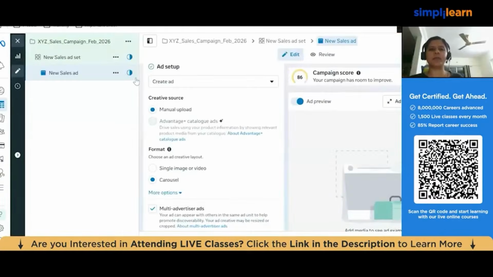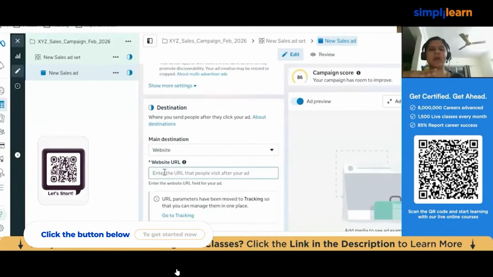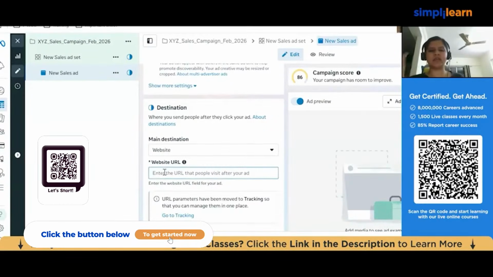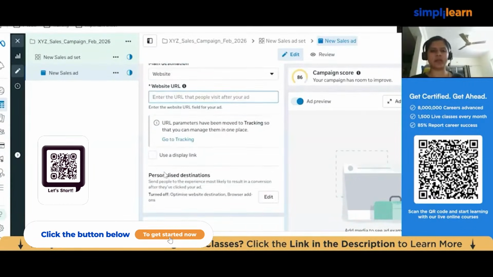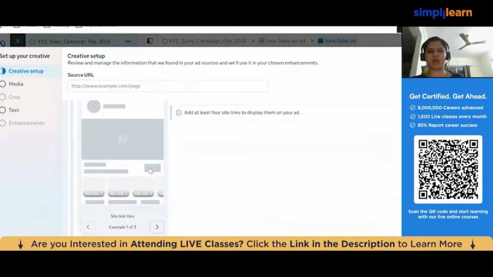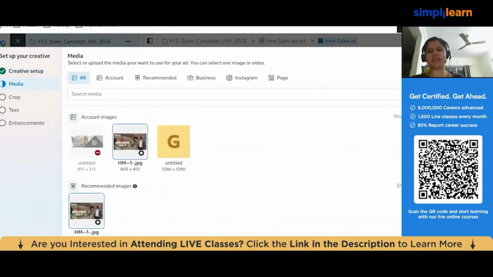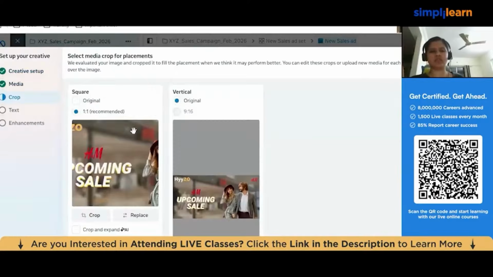Here you just have to upload your media. You choose the format you want, and you upload your media. Before you do that, you have to give your website destination over here, where you will take the user once they click on your ad. And here you can start uploading your media, like your pictures. I don't have any pictures right now, so I'm just randomly selecting one.